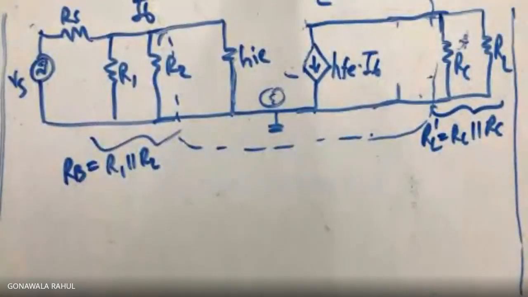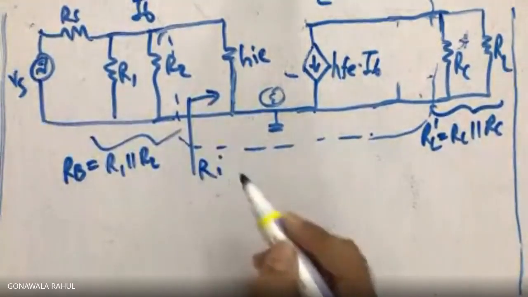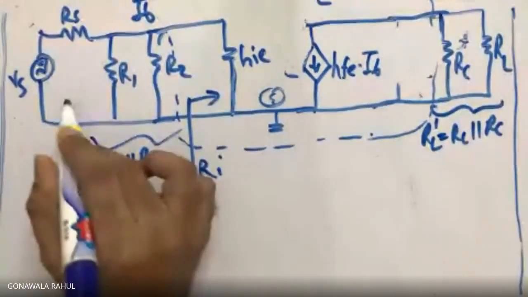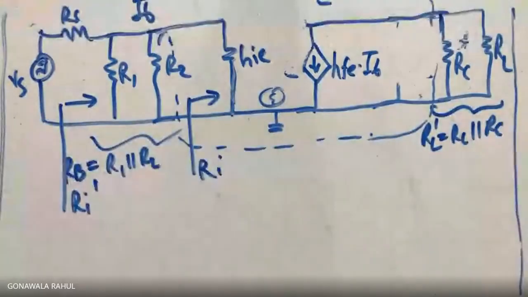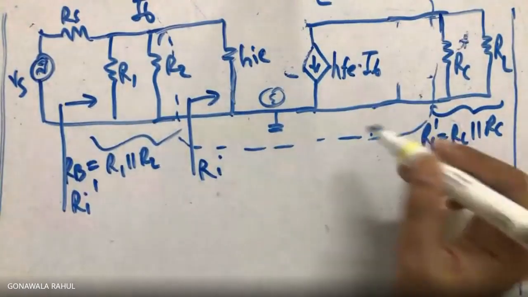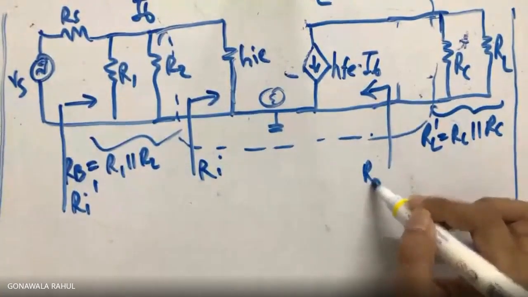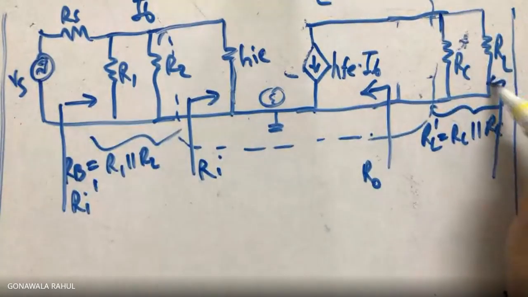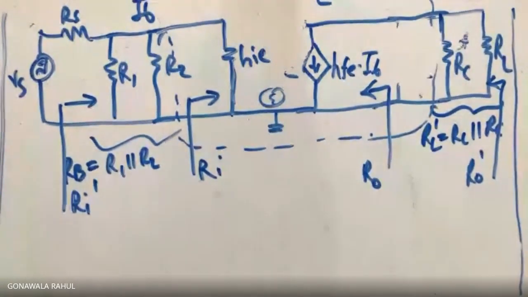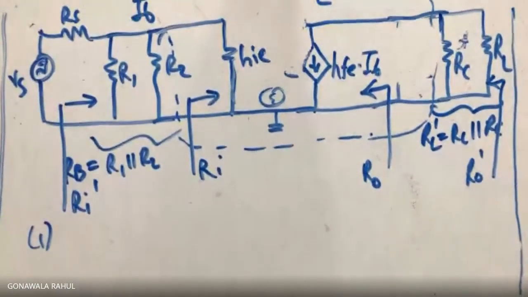When I am going to find out Ri, it can be found from this point. When I want to find Ri dash, that is input impedance for the entire circuit, that would be Ri dash here. When I want to find output impedance, I will find it from this point. And for the output impedance of the entire circuit, I will find it from this point. Clear?